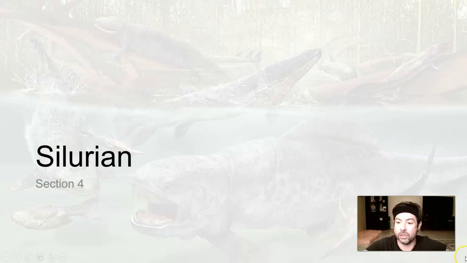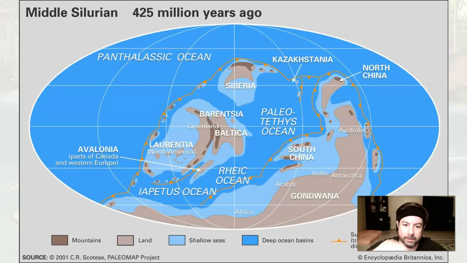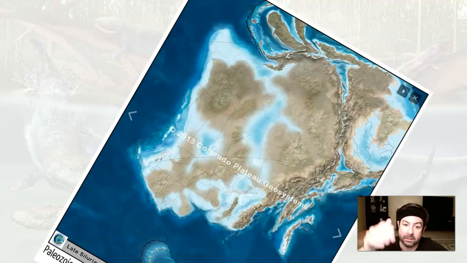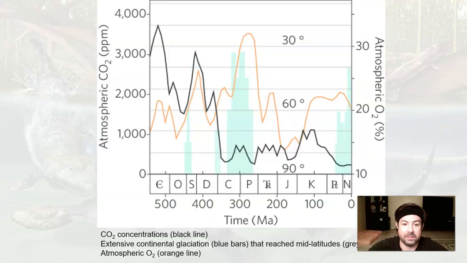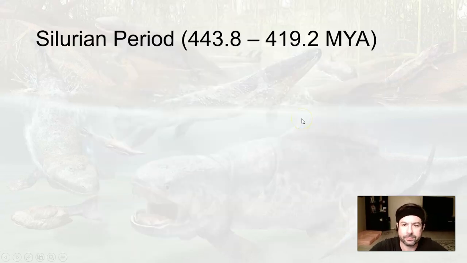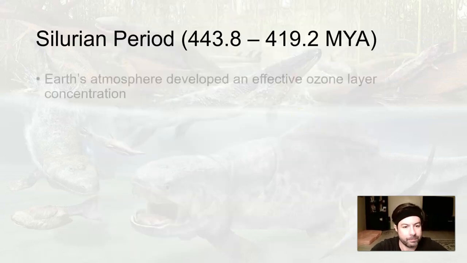Welcome back. Let's talk about now the Cambrian, Ordovician, Silurian. This is what it looked like. This is what North America looked like. So we, again, coming out of this glaciation, coming out of this extinction event, we get a rise in oxygen and CO2. So let's talk about the Silurian.